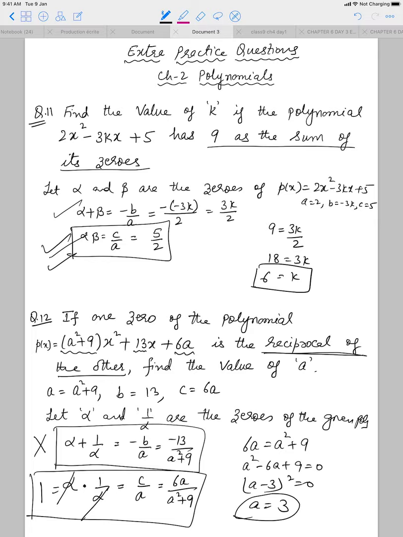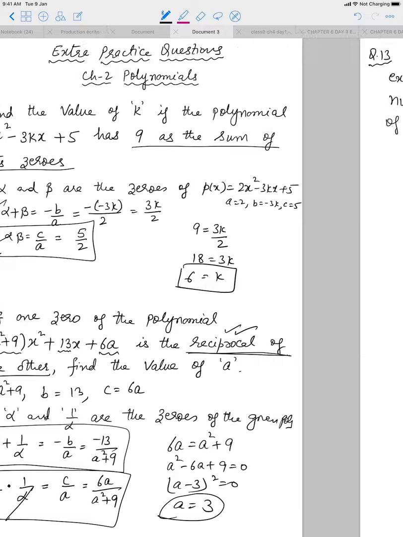If it is given one zero is the negative of the other, in that case we say sum of the zeros will be 0. When one zero is given to be the reciprocal of the other, then we say the product of the zeros is equal to 1. This is a very important point to remember.